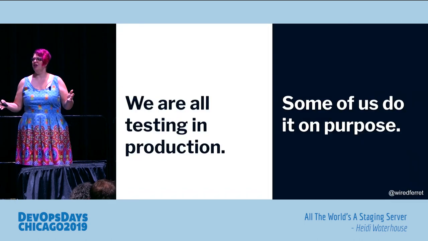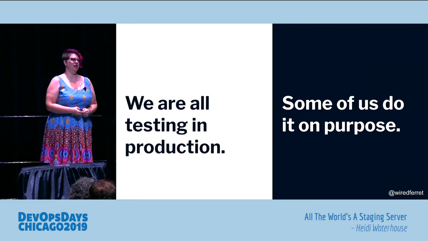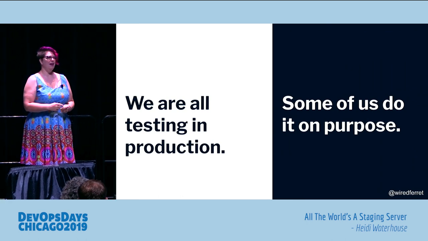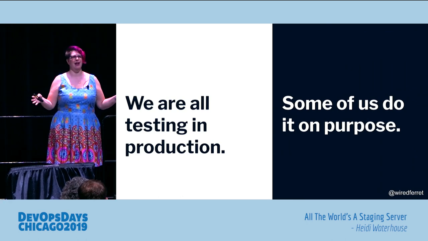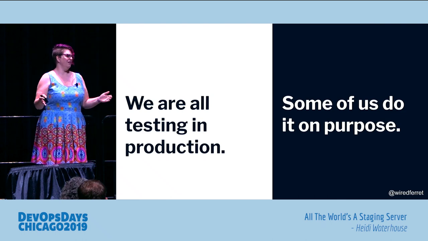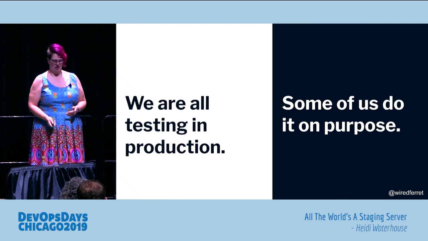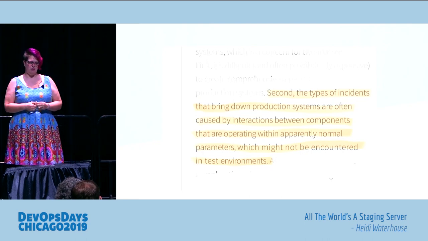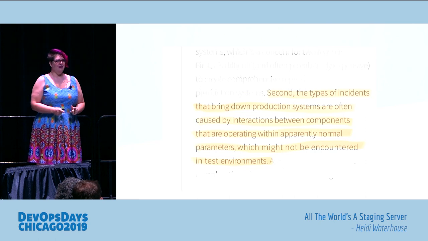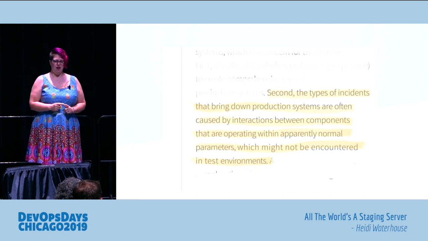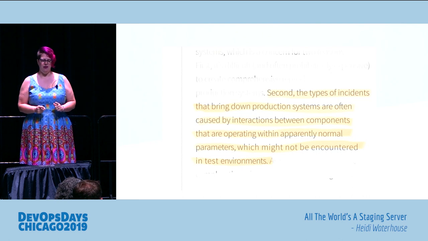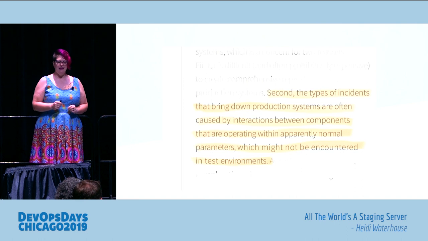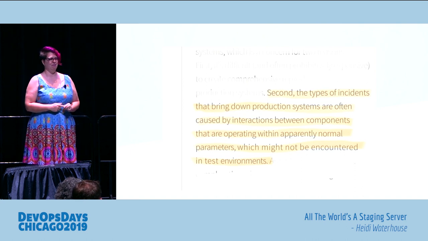Here's the truth. We are all testing in production. Some of us admit it out loud. But no matter how much testing you've done ahead of time, you're testing in production because there's something that's going to go wrong. This is a quote from the aforementioned amazing State of DevOps report: The types of incidents that bring down production systems are often caused by interactions between components that are operating in apparently normal parameters, which might not be encountered in test environments.